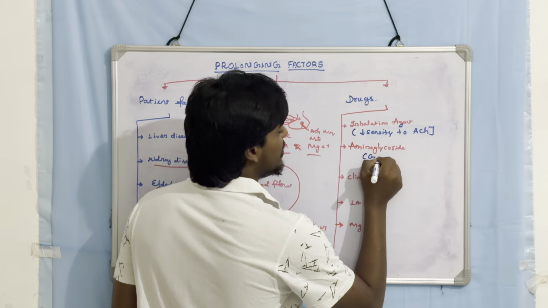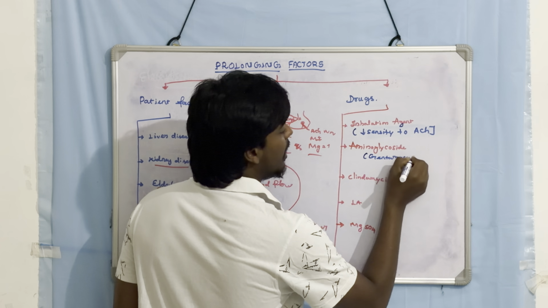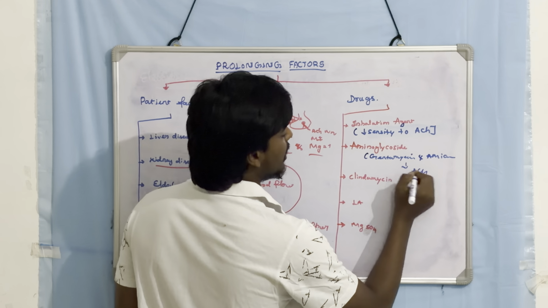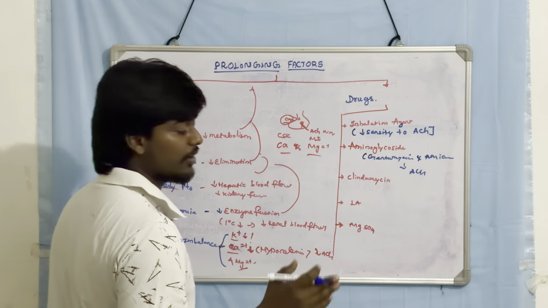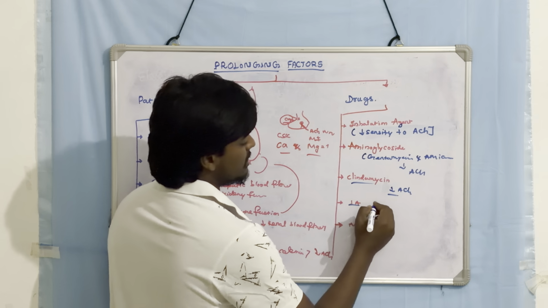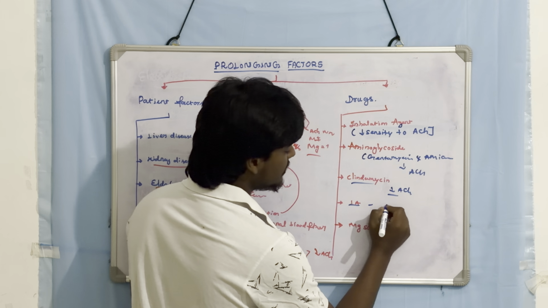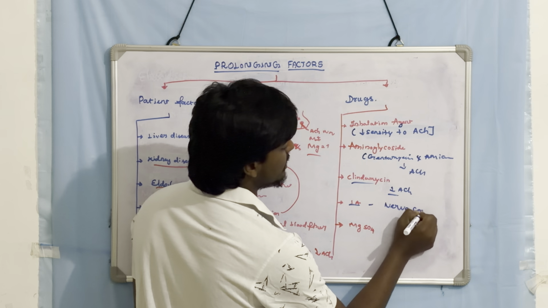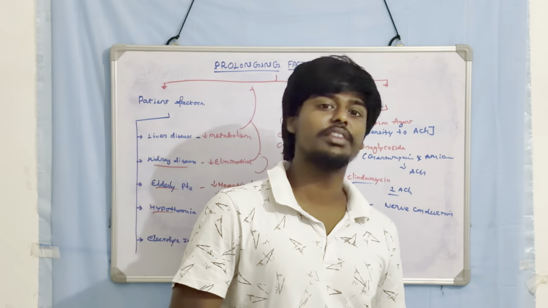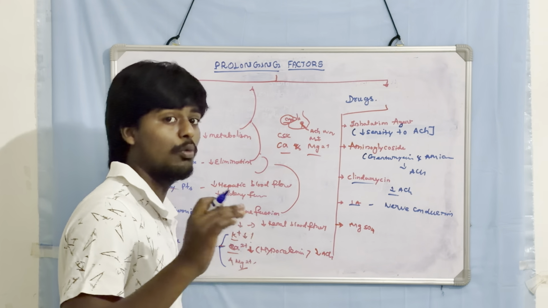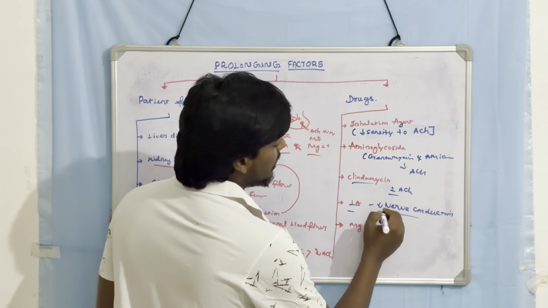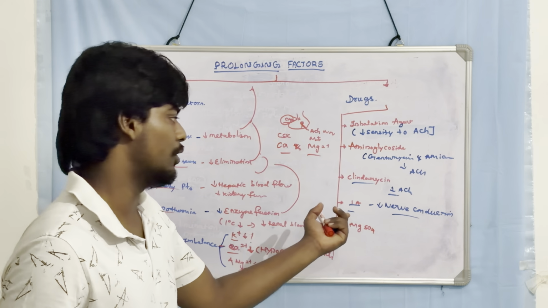Aminoglycosides, gentamicin and amikacin, decrease the acetylcholine release. So it leads to a prolonged effect of the Vecuronium. And clindamycin also decreases acetylcholine effect. In local anesthetics, nerve conduction is decreased. So whenever GA is given with any type of nerve block, it makes more muscle relaxation. The reason is that nerve conduction is decreased during use of local anesthesia.